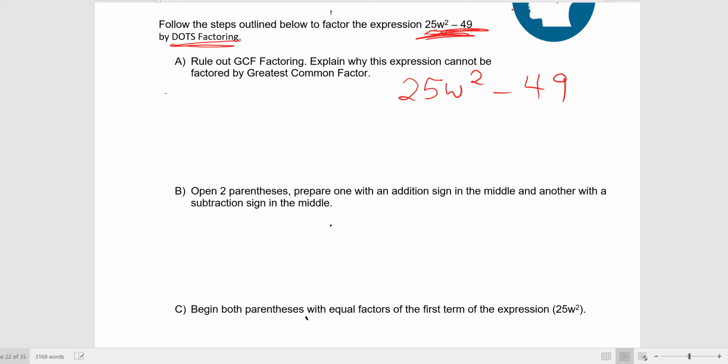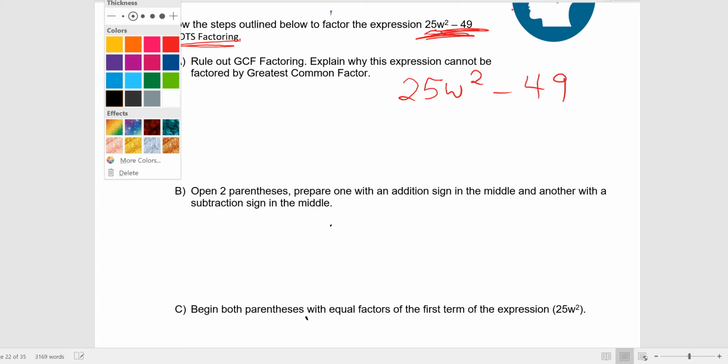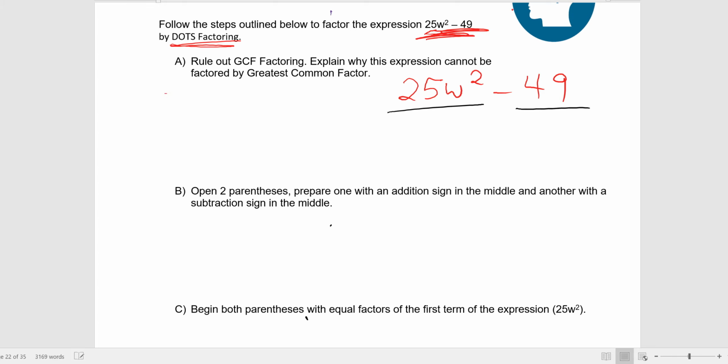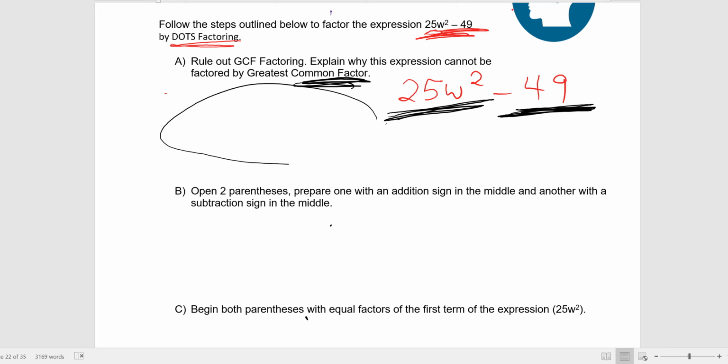greatest common factor. Okay, so we know how GCF works, where we're looking for the greatest thing that goes into both parts of an expression. Okay, so we can start with the simpler part, the 49. It's just the number, there are no variables. Could we come up with a number that goes into 49 and into 25? Okay, so there are no numbers that go into 49 and 25. They do not have any common factors, so that's why we're not going to be able to factor this by greatest common factor. Okay, and that's what you would explain over here.